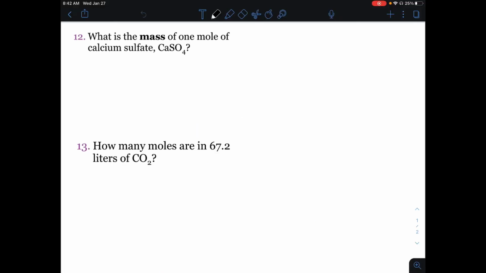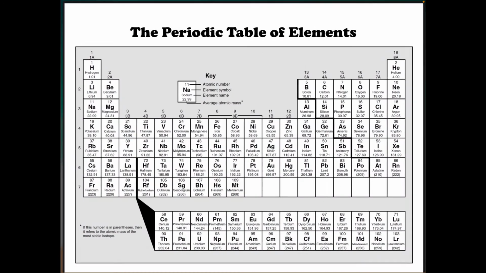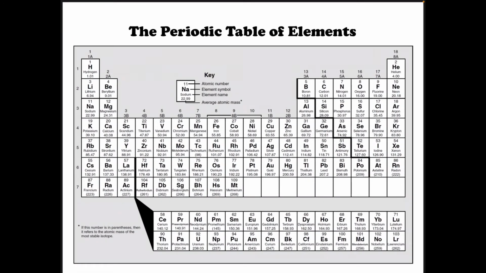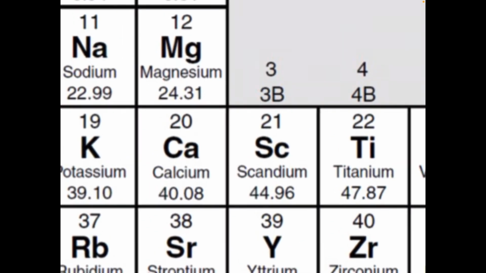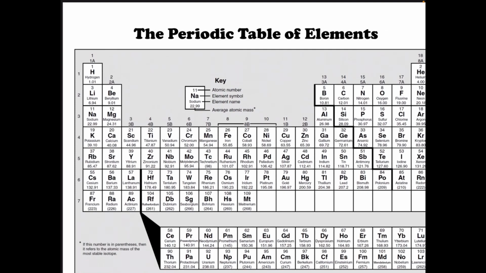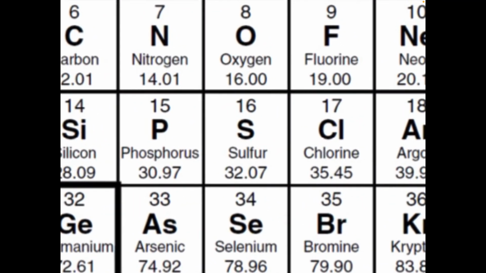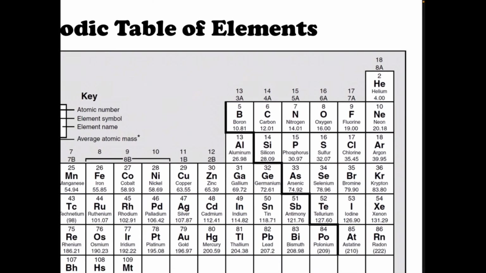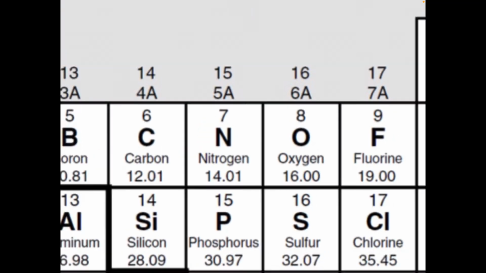The first one says, what is the mass of 1 mole of calcium sulfate? So the first thing I'm going to need to do is go to my periodic table and find calcium, 40.08. There's calcium. Sulfur, 32.07. And then oxygen is 16.